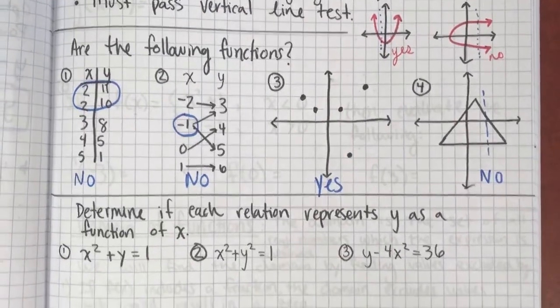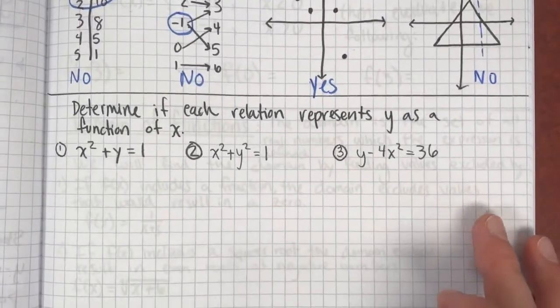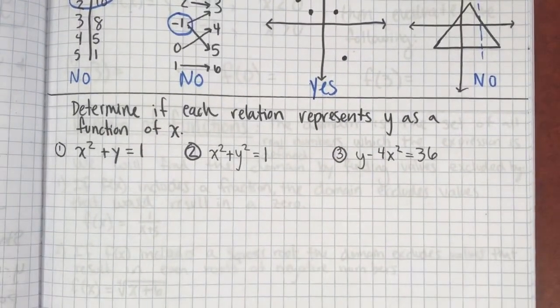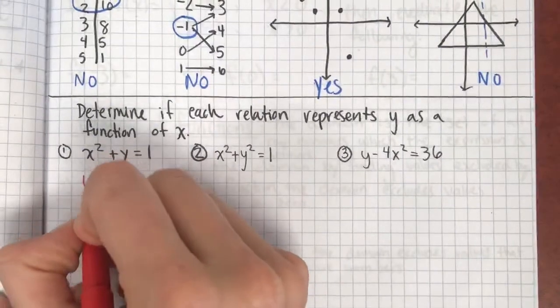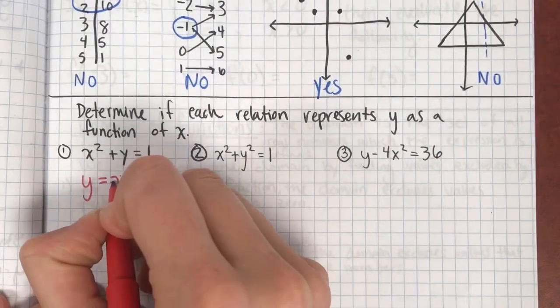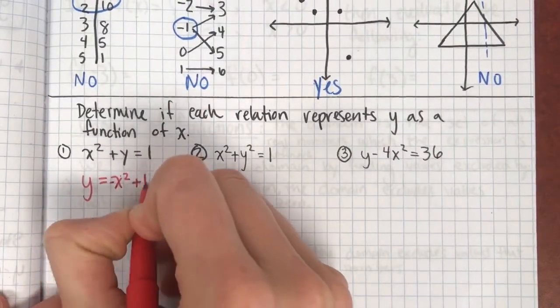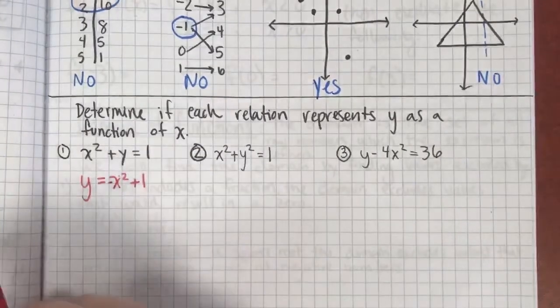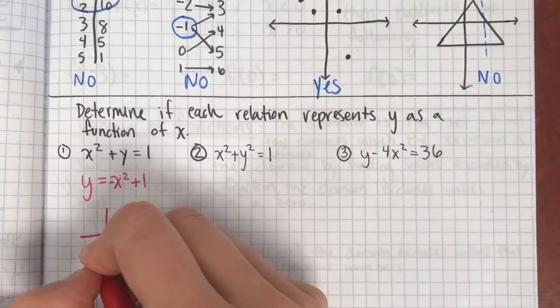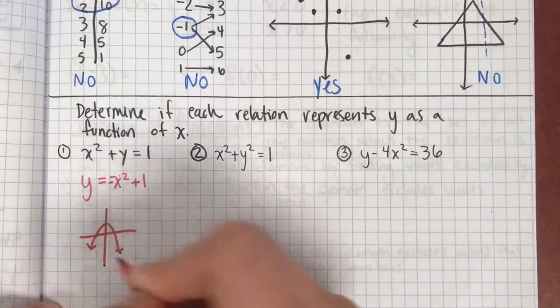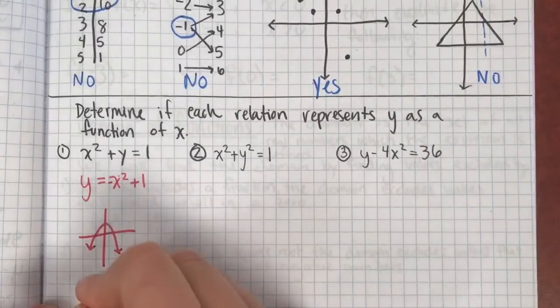Okay, looking at equations, we can also determine whether or not things are functions by putting them into y equals. So this first one, if we put this into y equals, I get y equals -x² plus 1. Okay, there's no domain restrictions. That's just a normal quadratic. It would look something like this. And so that is a function.